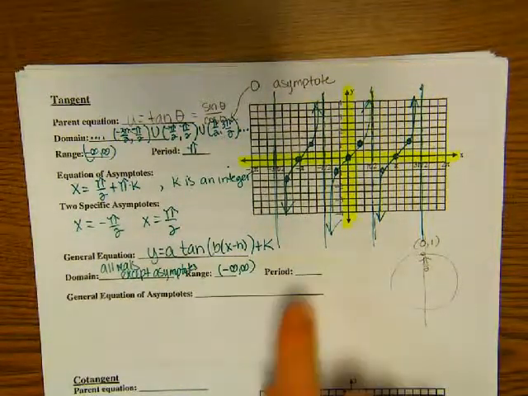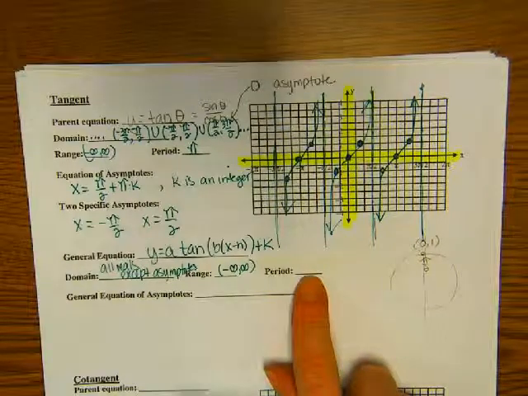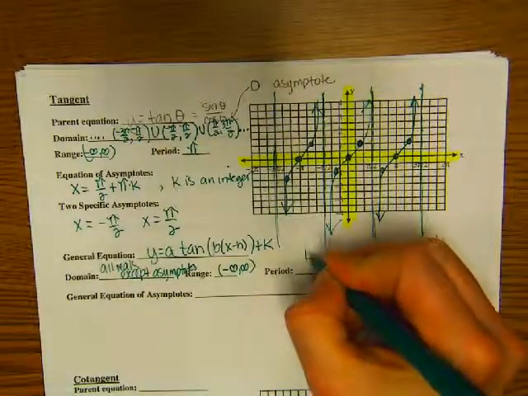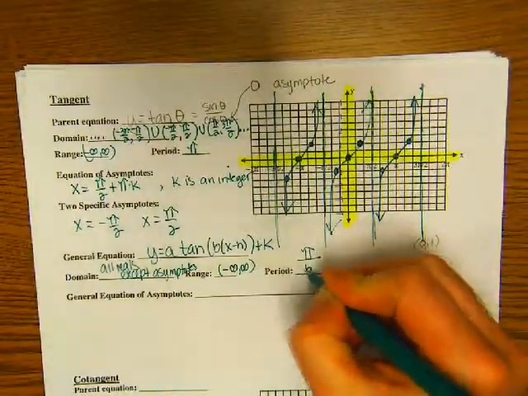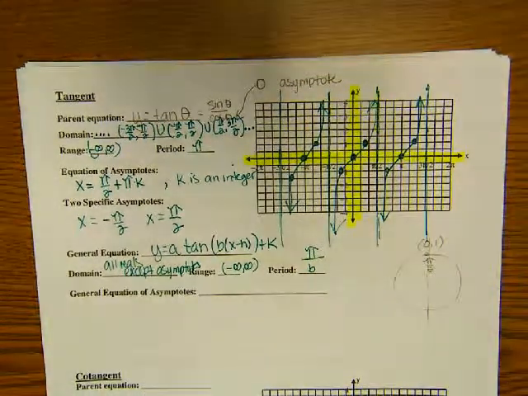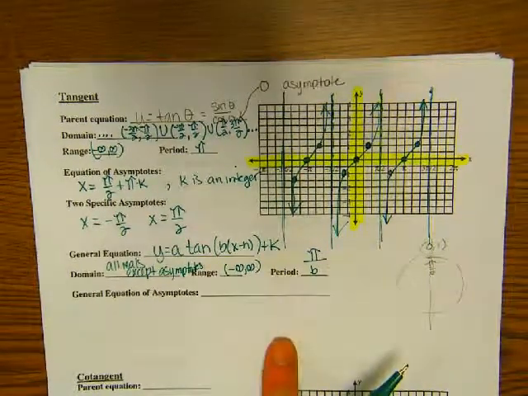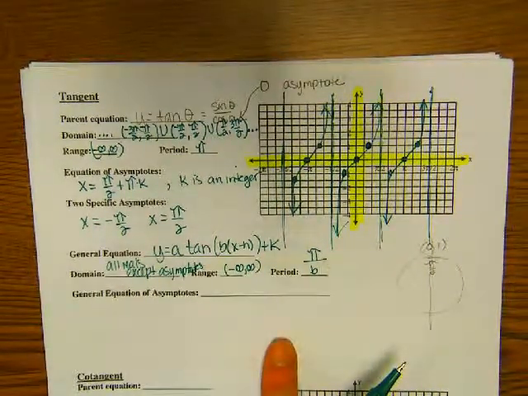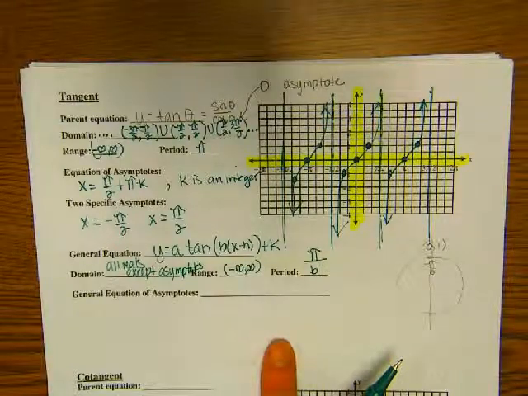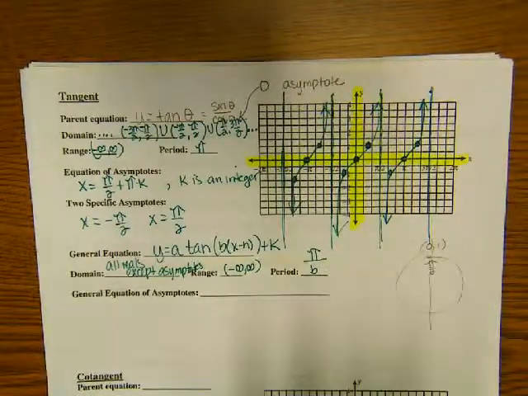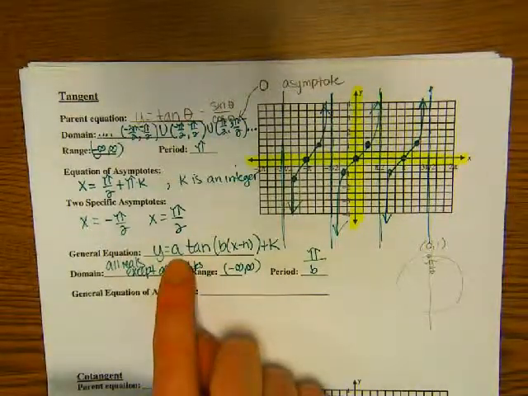I will tell you the range is always going to be negative infinity to infinity. There will be never any horizontal ones. And if you want to figure out the new period, you're going to take the old period and divide by b. So I'm going to write pi divided by b there. And once again, I don't like to generalize the asymptotes because they're going to change based on the transformation.